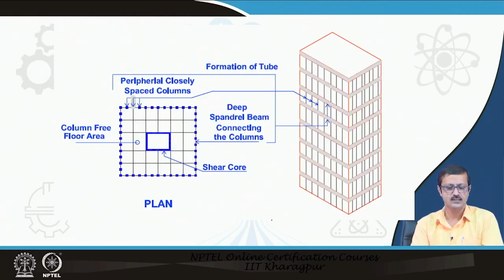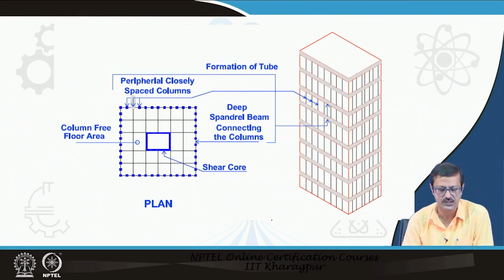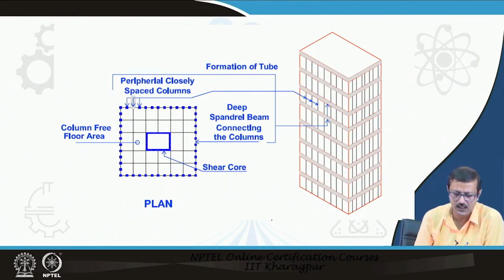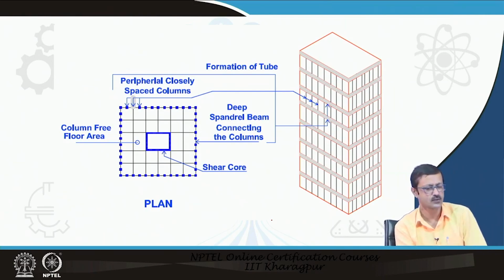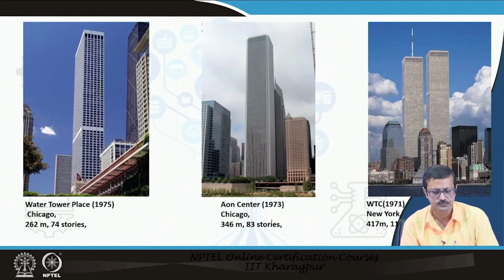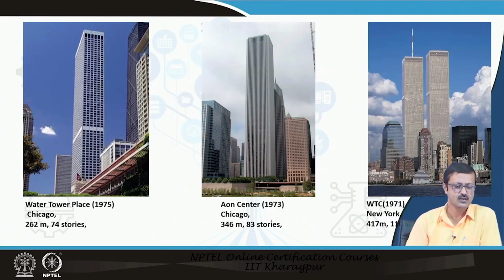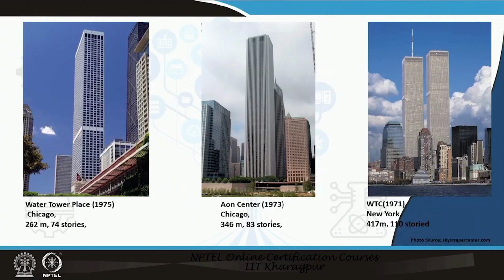So, something like this, there is a core definitely. A shear core is required to take care of that, and the shear core actually houses all those lifts and the staircases and some of this vertical transportation area. So, this deep beam, the spandrel beams connected by the columns from the tube, and the periphery closely spaced columns are also there. Based on that, a lot of buildings came.